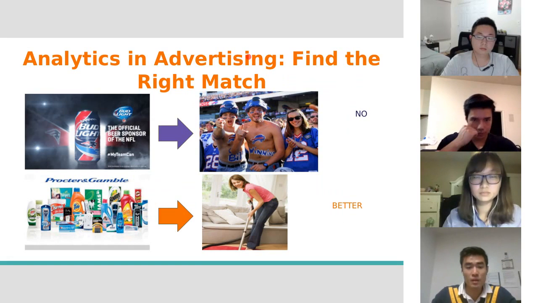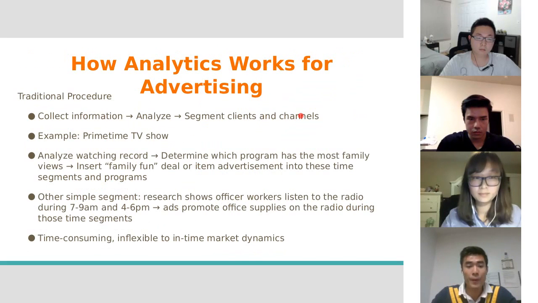So why do we need analytics in advertising? The main function is to find the right match. For example, if Bud Light put the New England Patriots graphic on their beer can and they were targeting Buffalo Bills fans, they probably wouldn't have a very good result. But for another example, if P&G had their cleaning products selling toward the housewife population, they might have a better result.